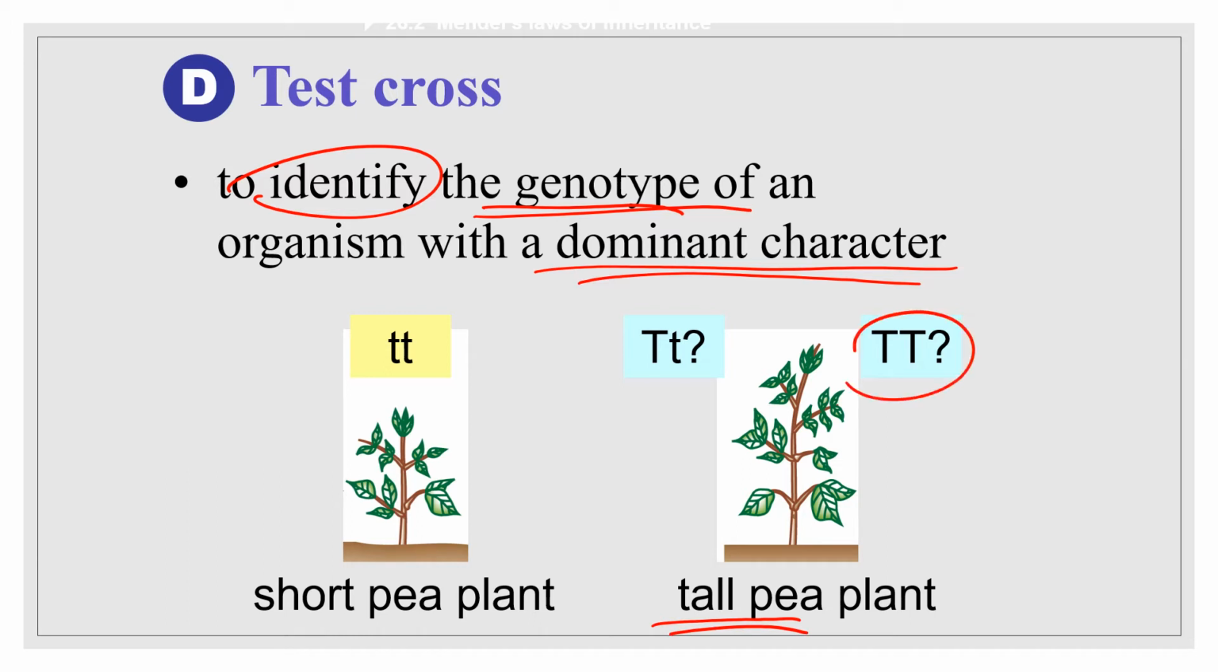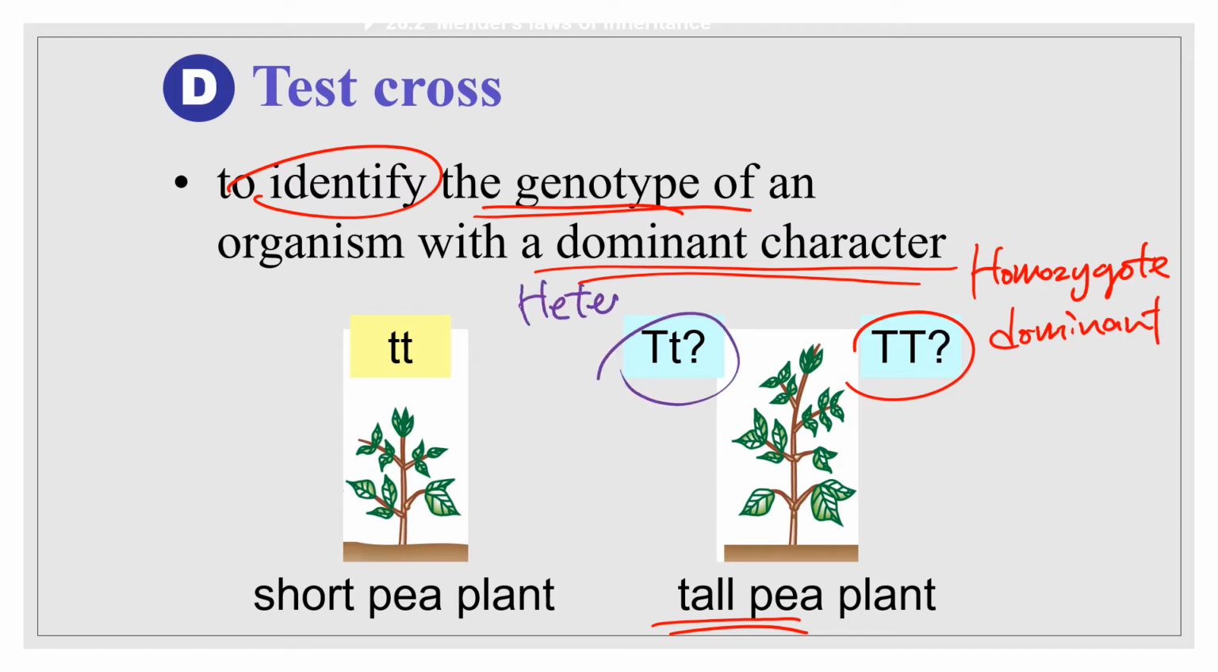Your tall plant can either be a homozygote dominant with both big T and big T, or it can be a heterozygote, big T and small t. By looking at the shape, the character, you don't know whether it's a homozygous dominant big T or heterozygous. In order to know what exactly genotype it has, you have to do a test cross.